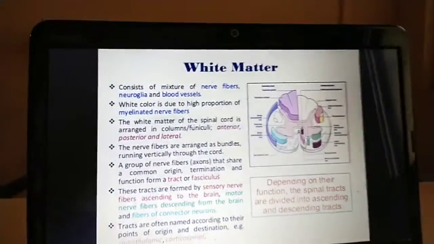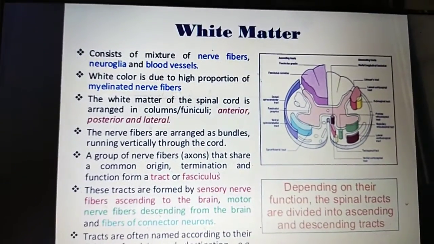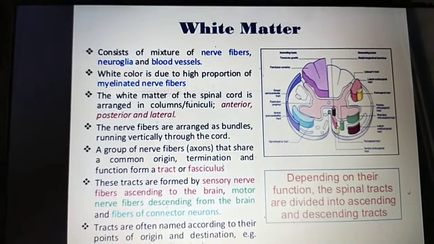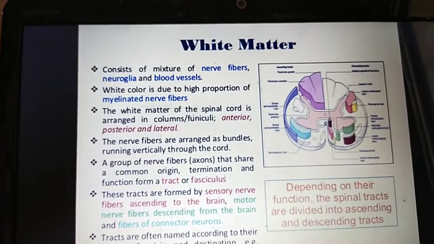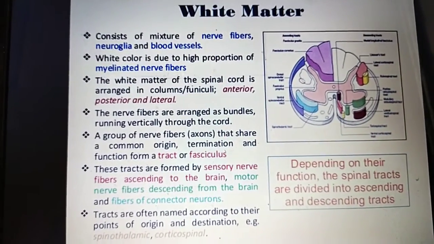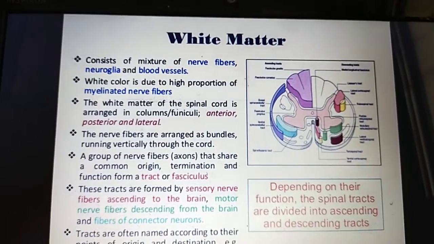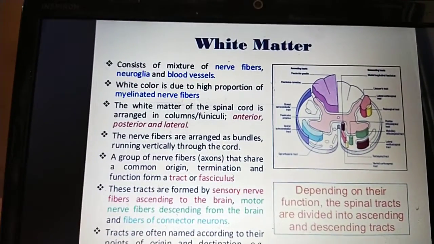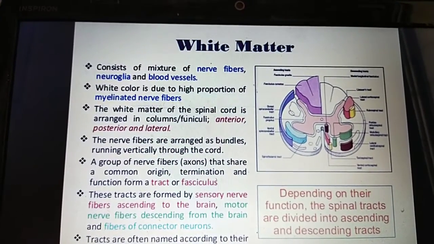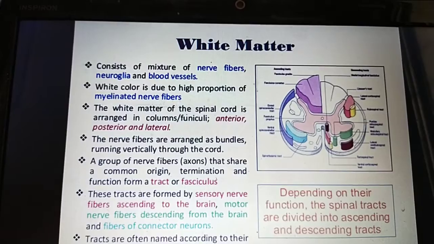Now we can go for the white matter. It consists of a mixture of nerve fibers, neuroglia and blood vessels. It is the outer portion and covers the gray matter. The white color is due to the high proportion of myelinated nerve fibers or myelinated axons. The white matter of the spinal cord is arranged in columns and funiculi: anterior, posterior and lateral.